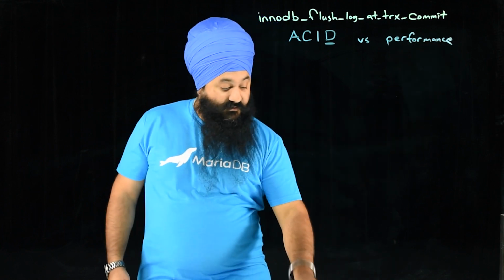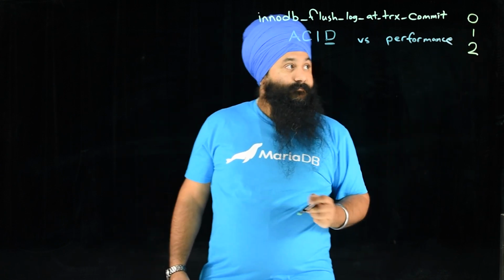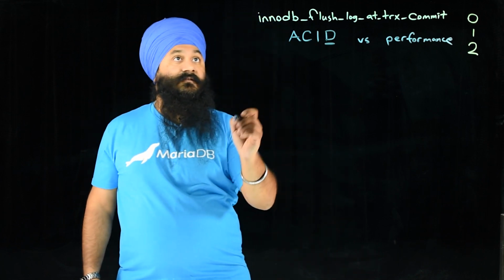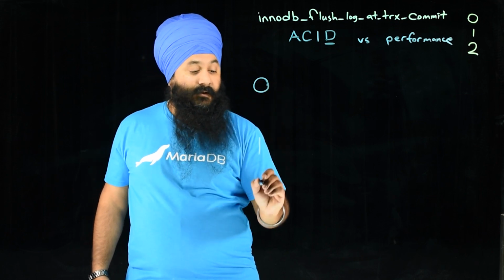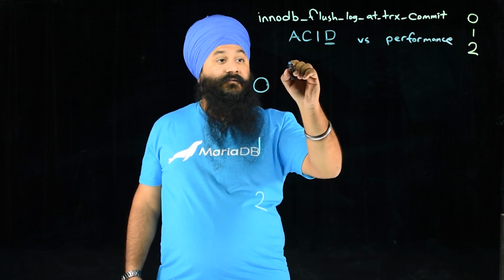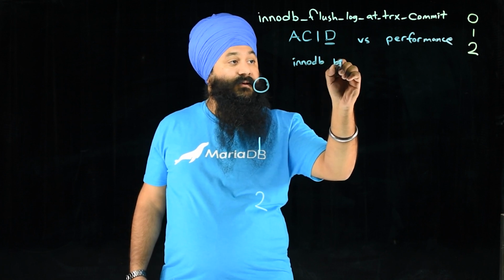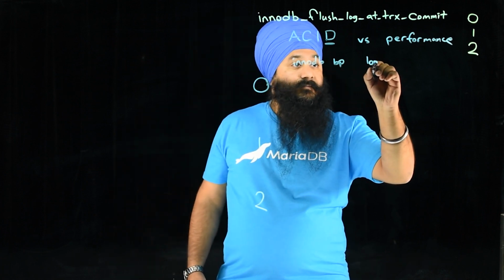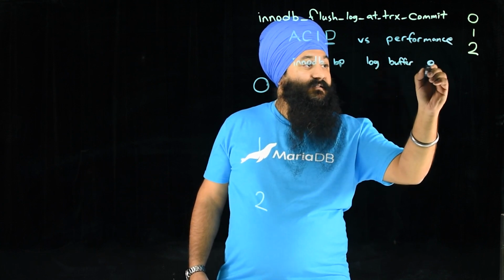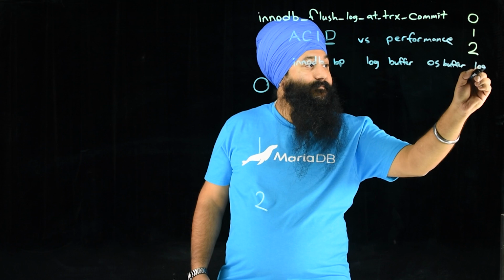The possible values for this variable are 0, 1, and 2. So let's take a look at what these mean for us. We'll write them down on the side here, and we'll take a look at how they affect things. The specific path of a query goes through the InnoDB buffer pool. We'll put BP here. Then the log buffer from the InnoDB redo logs, the OS buffer, and then finally to the log file.